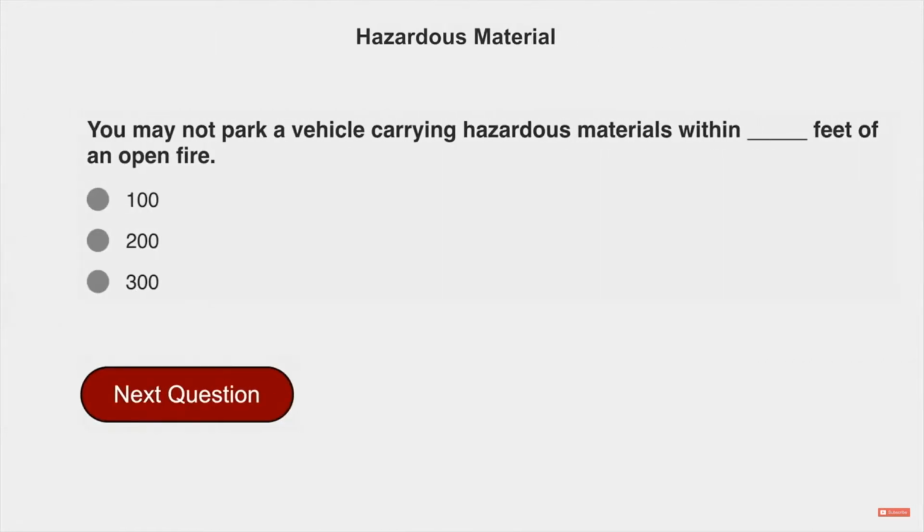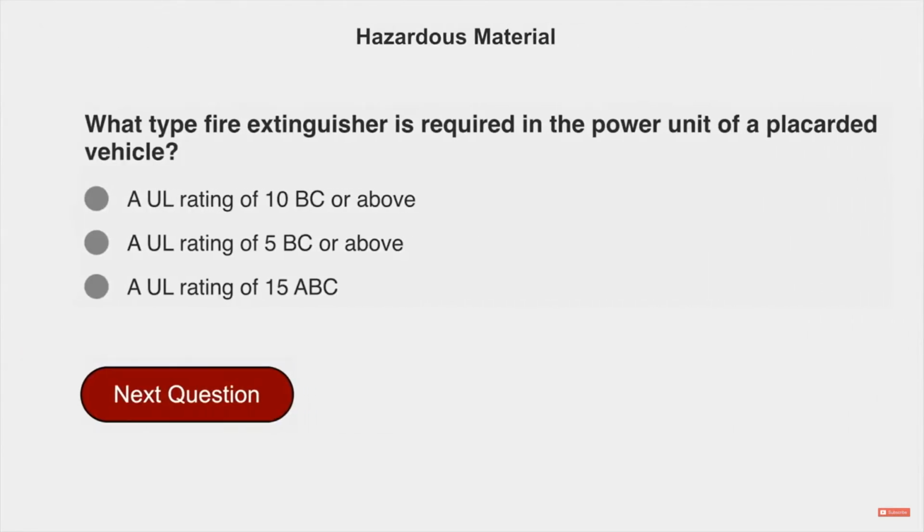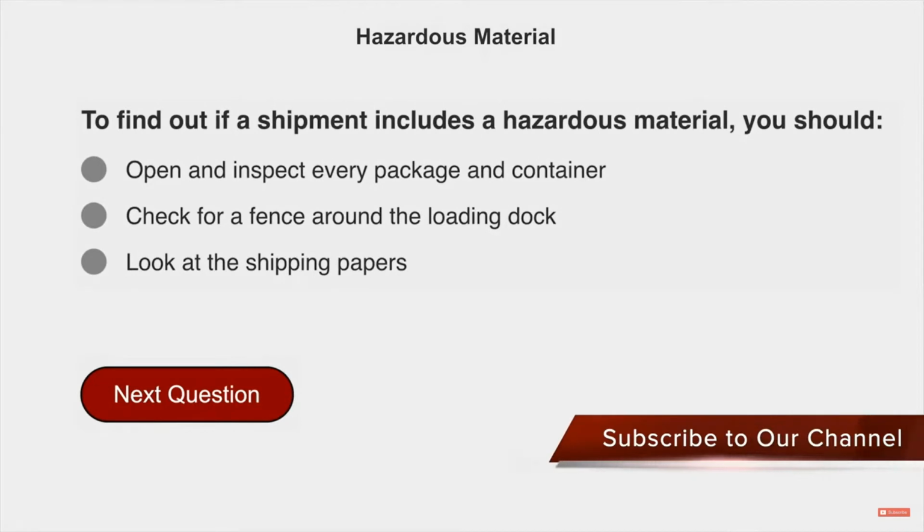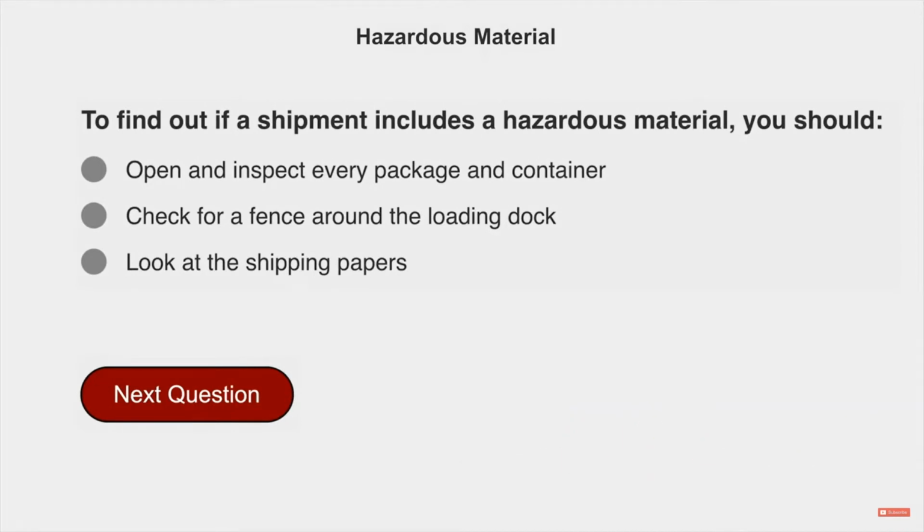You may not park a vehicle carrying hazardous materials within feet of an open fire. 300 feet. What type fire extinguisher is required in the power unit of a placarded vehicle? A UL rating of 10 BC or above. To find out if a shipment includes a hazardous material, you should look at the shipping papers.